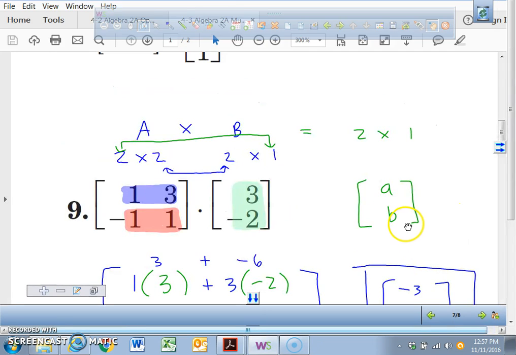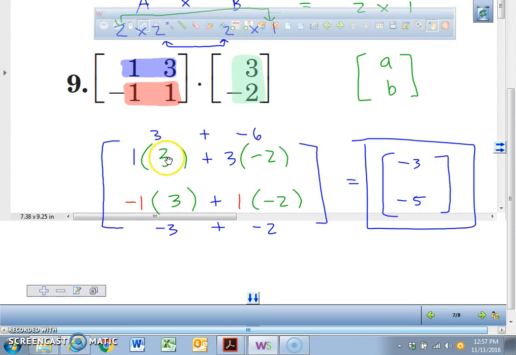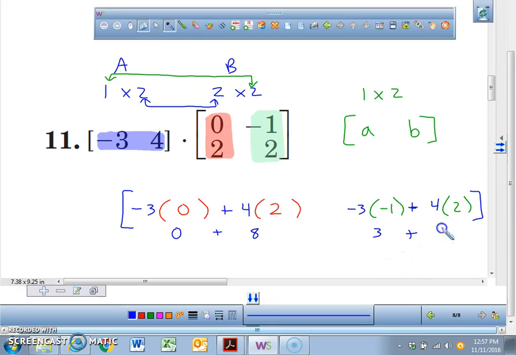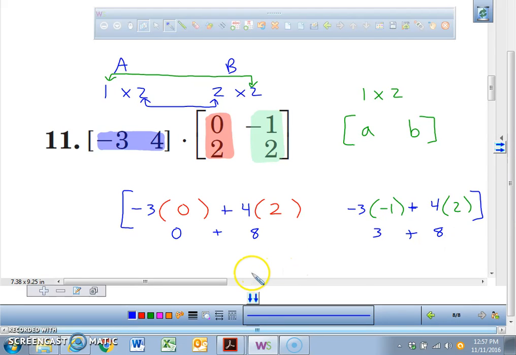Before we go back, what stayed the same right here? The numbers that were in the rows. Or columns on it. All right, so let's go ahead and finish this out. We have negative 3 times 0. That's 0. 4 times 2 is 8. Negative 3 times negative 1 is 3. 4 times 2 is 8. And our final answer is simply an 8 and an 11.